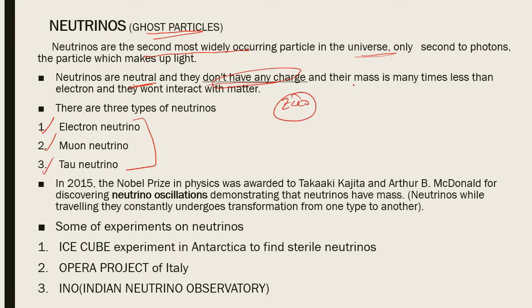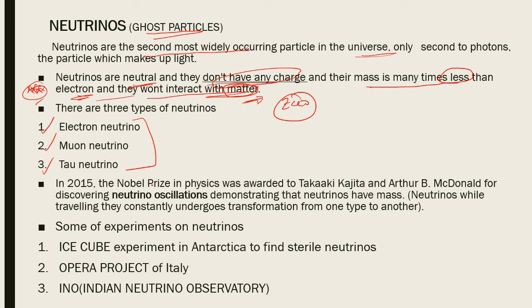Okay, and their mass is many times less than the electron. So this is very important from the prelims perspective. It means neutrinos don't have charge, but they definitely have mass. But even though they have mass, that mass is much less than the mass of electrons. Okay, as they don't have charge, they won't interact with matter. Similarly, we discussed whatever things don't have any charge, they won't interact with electromagnetic radiations also.